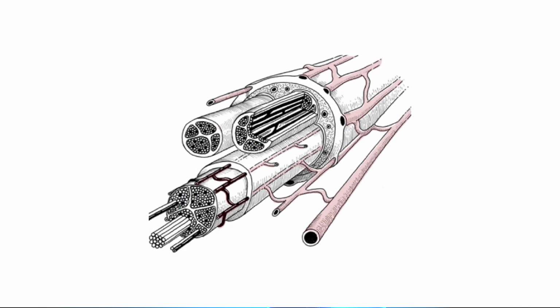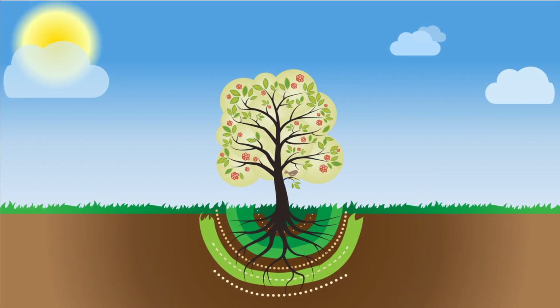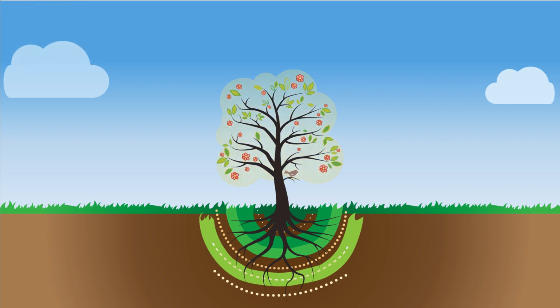Notice that there are small arteries and veins surrounding the nerve. This is an example of a healthy nerve. Take a look at this tree. The roots are the arteries and veins of the tree. Let's imagine the leaves are the nerves of the tree. If the roots do not provide enough water throughout the tree, what happens to the leaves?